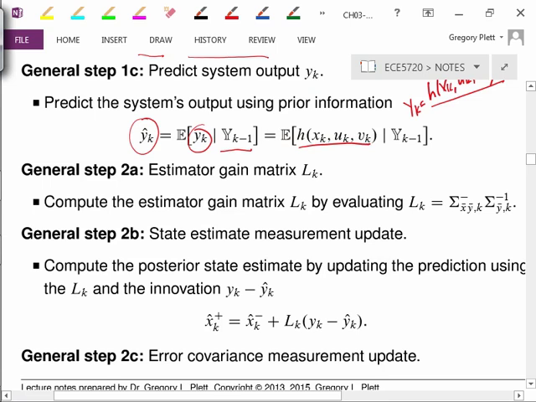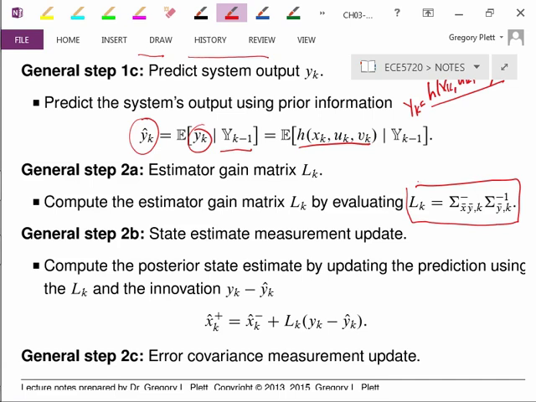The next step is to find the estimator gain matrix. And the estimator gain matrix was defined to be this. It's the cross covariance between the x and y predictions multiplied by the inverse of the autocovariance of y. At the moment, we can't go any further than this, but once I know the model of the system, the f and h equations, I can evaluate these, and I can evaluate L.